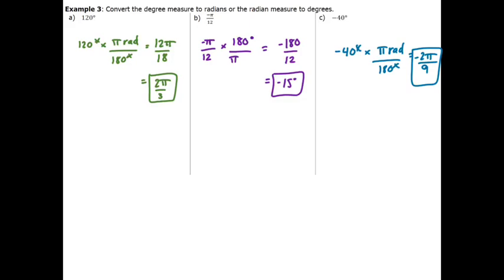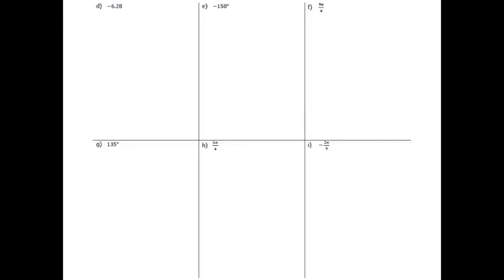All right, couple more, and then I'll let you guys finish up the rest on this page. How about this one? Negative 6.28. This is a little bit tricky. This is not degrees. This is radians. It's radians because there is no degree sign there. If there was a degree sign, then we'd know it's in degrees. Because it doesn't have anything, this is radians.